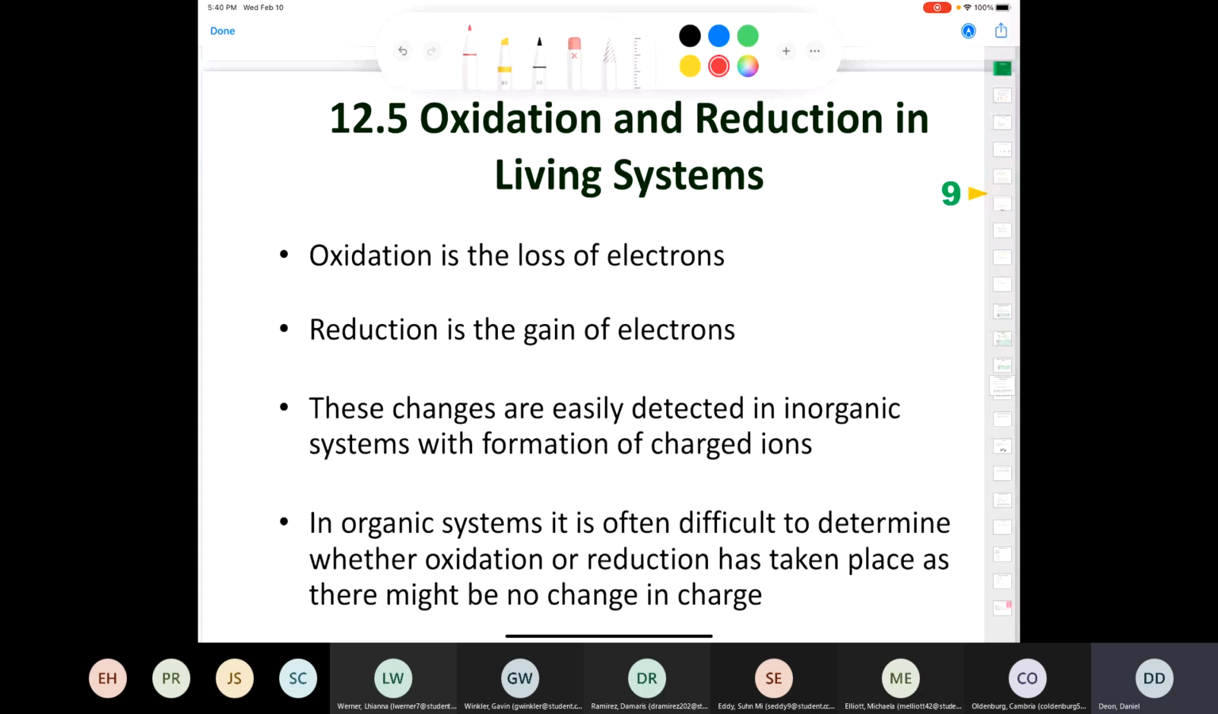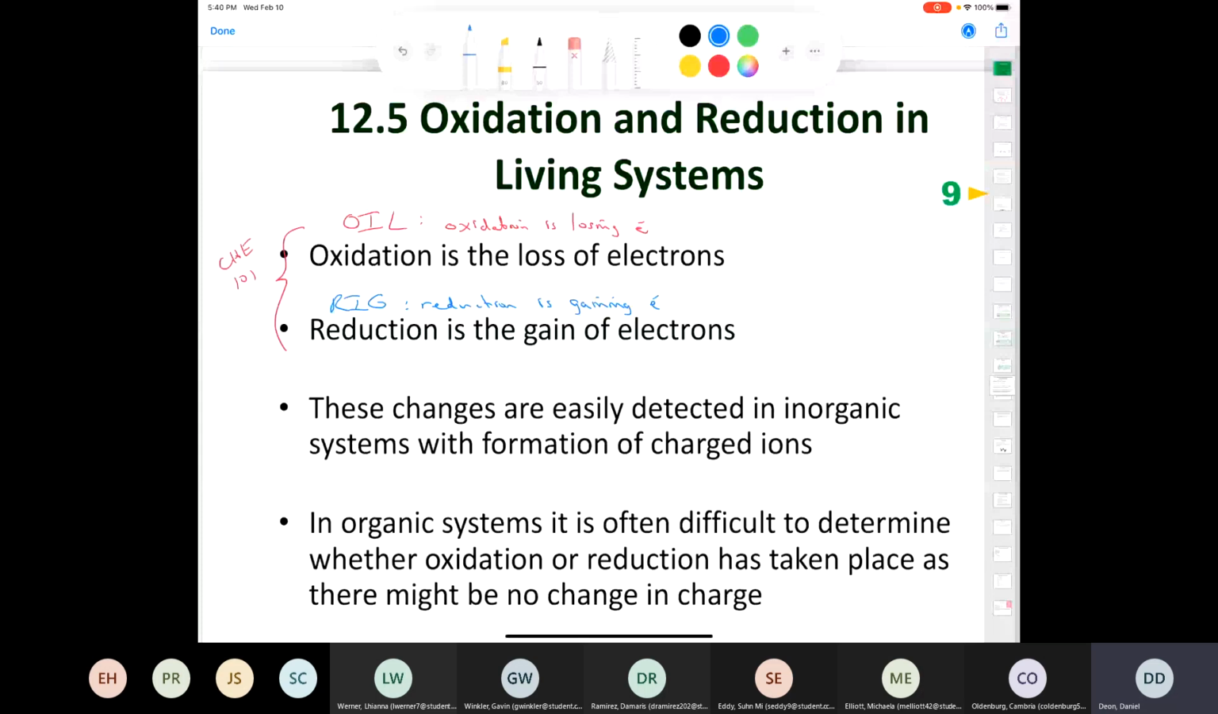You might remember from Chemistry 101 this definition of oxidation and reduction. This is what we call OIL RIG. The OIL stands for oxidation is loss. Oxidation is losing electrons. So oxidation is the loss of electrons. RIG stands for reduction. Reduction is gaining electrons. So oxidation is losing electrons and reduction is gaining electrons.